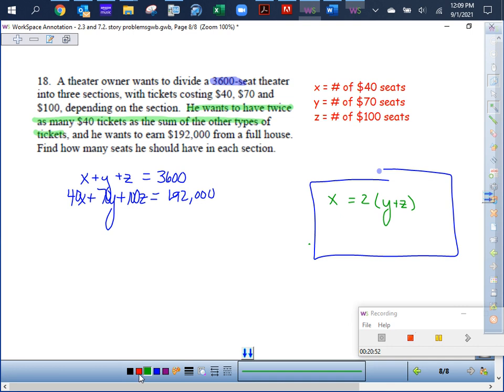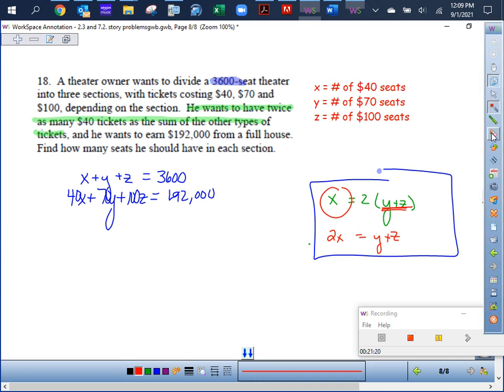This is the correct equation. And it is completely understandable if you did this: 2x equals y plus z. That's just backwards thinking, but I understand it because it's complicated. You can't double the $40 seats and then say that's what the other two should add together to be. I needed to add together the other seats, and I have to double that because I want the $40 to be twice as much as these over here.